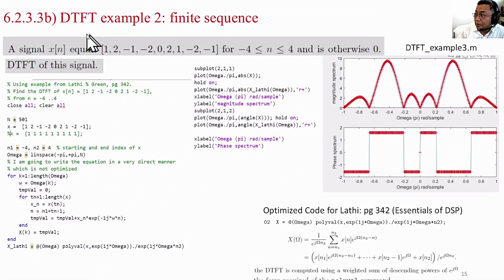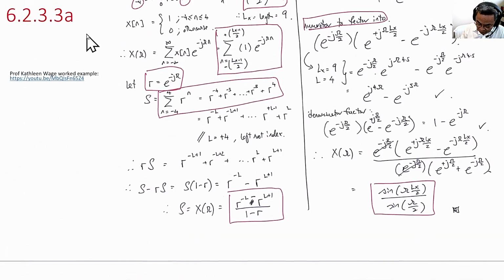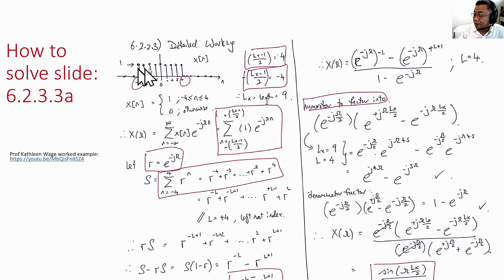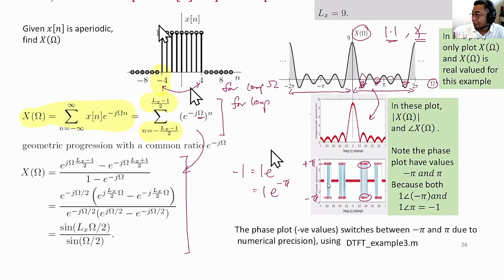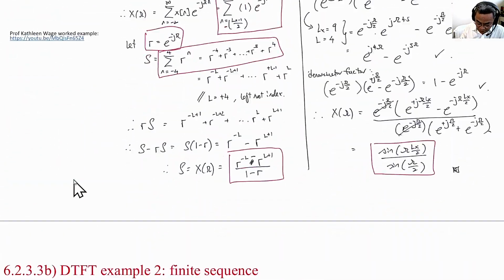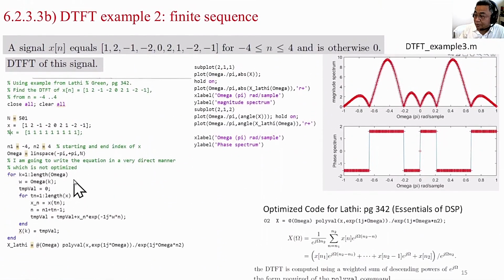Welcome back. We'll now do another example of a DTFT of a finite sequence. So again, like in the previous slide, we show you this finite sequence and we calculate the DTFT in two ways, by writing a computer program as well as a closed form solution. In this example, we have a sequence that looks like this.